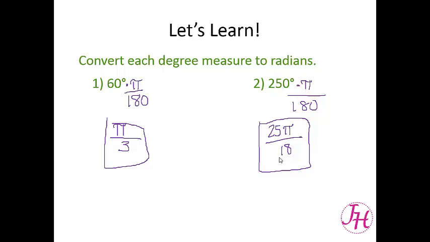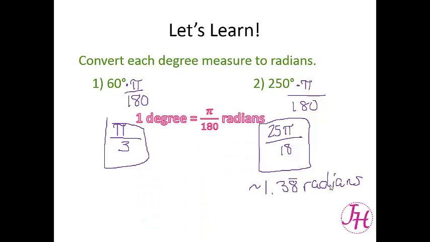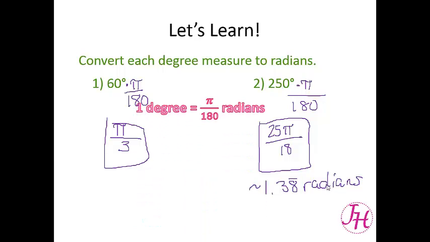If the problem asked for a decimal answer, you could say it's approximately 1.38 with a repeating bar. And that's radians. Remember, 1 degree equals pi over 180 radians. That's why we're multiplying by pi over 180.